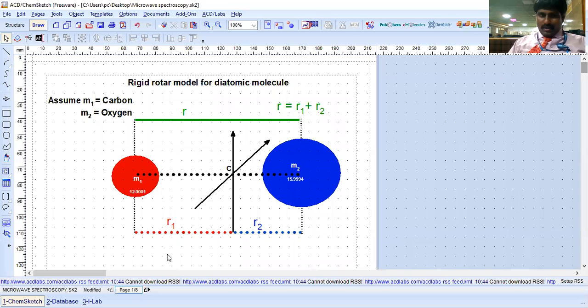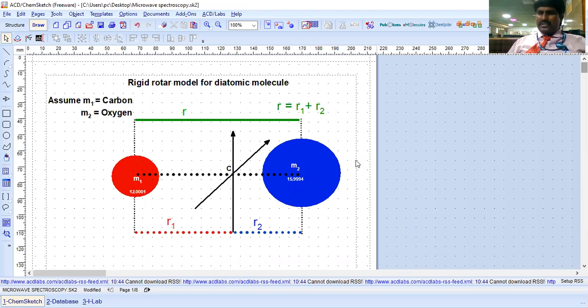We are assuming that the mass of the carbon is M1 and the mass of the oxygen is M2, and we have denoted that the atomic mass of carbon is 12.0001 and the atomic mass of oxygen is 15.9994. This is the rigid rotor model.